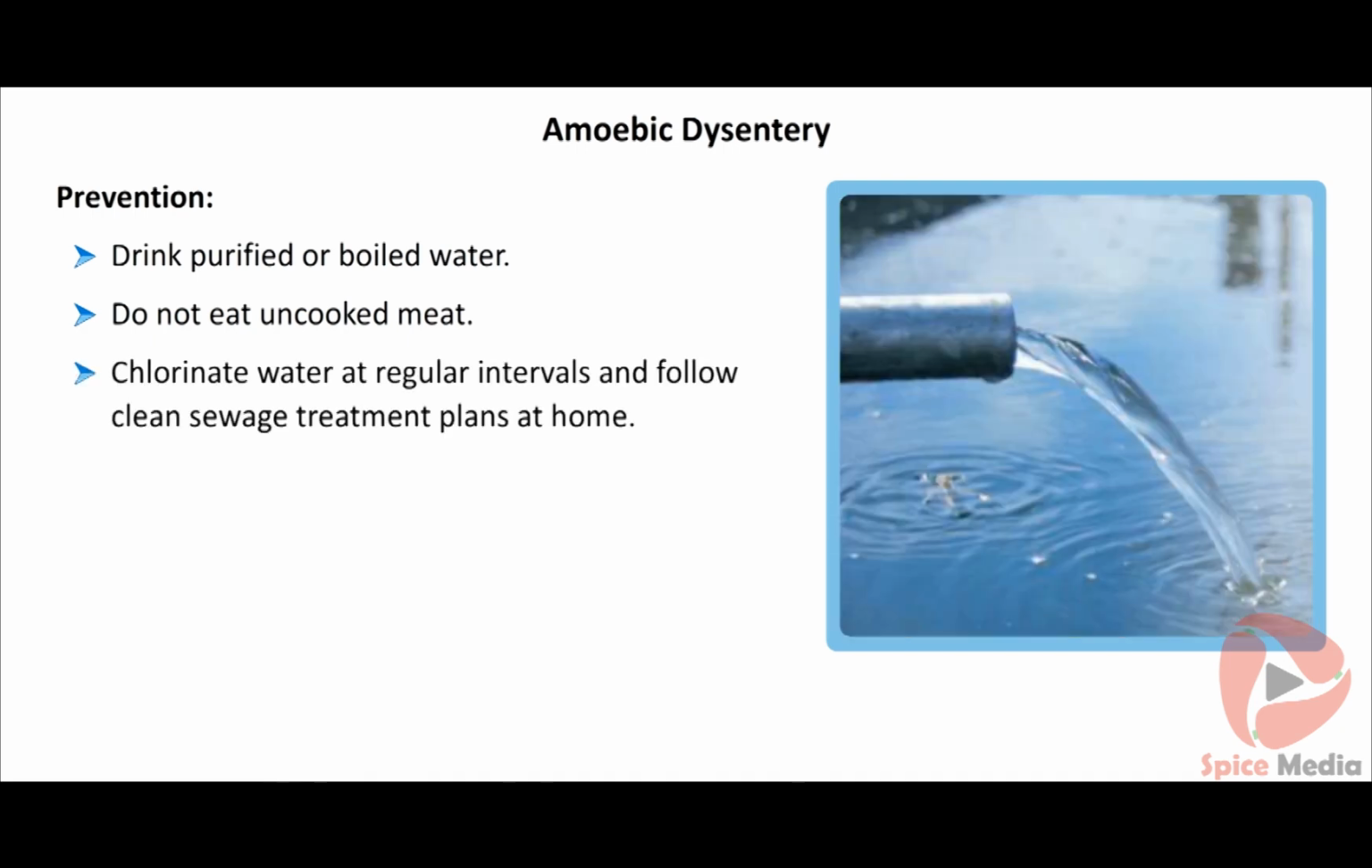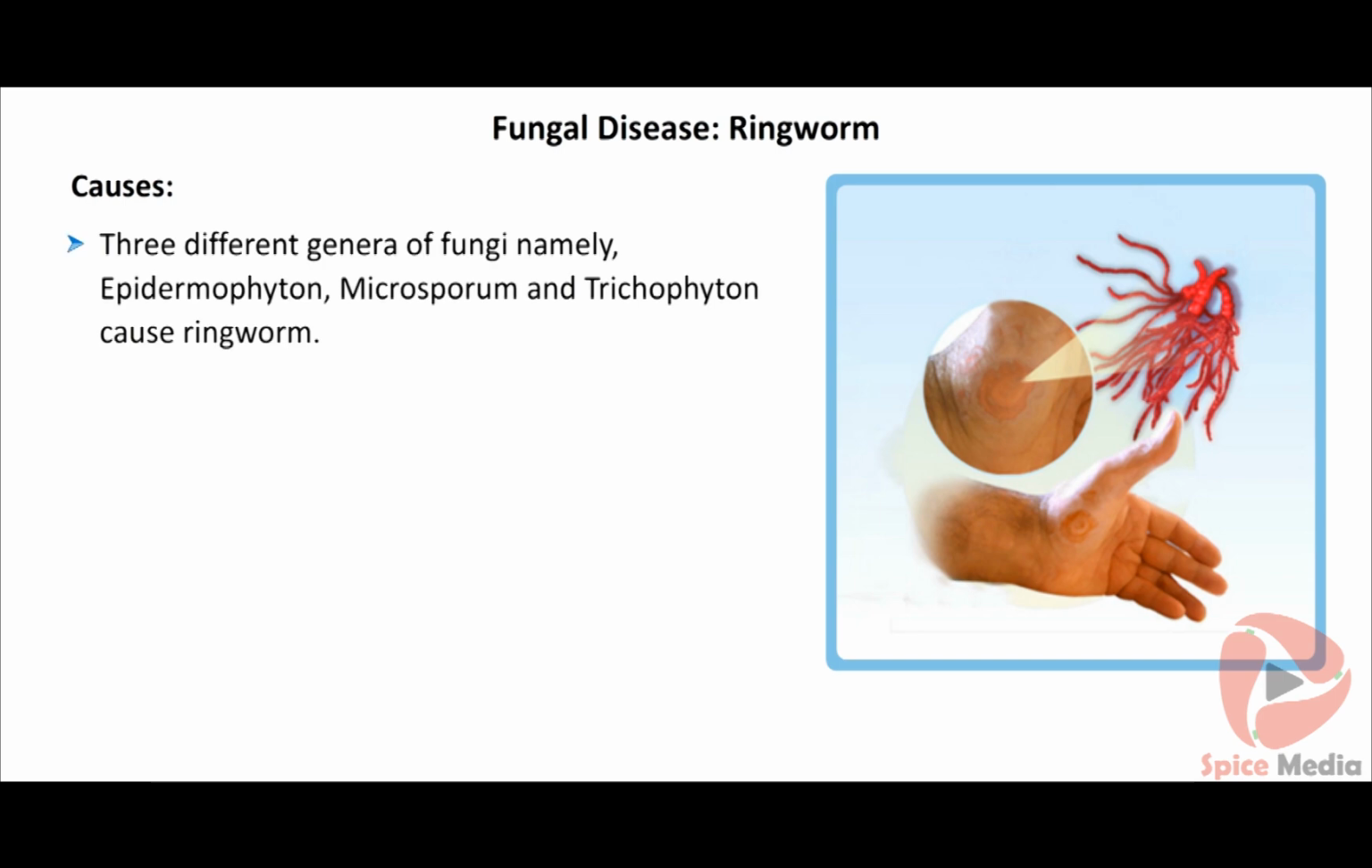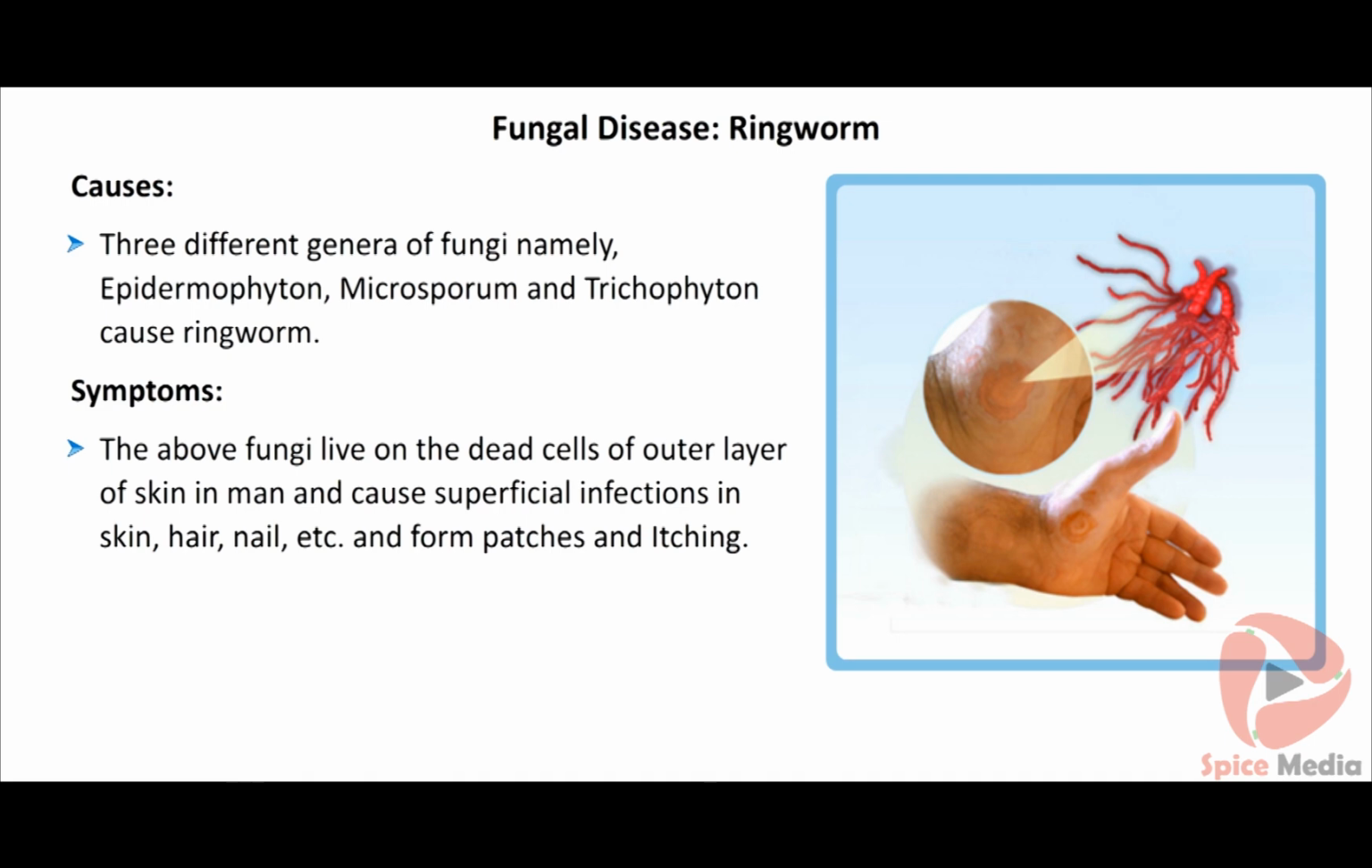Amoebic dysentery. Amoebic dysentery is the disease caused by a protozoan parasite, Entamoeba histolytica. Symptoms of this disease include diarrhea with mucus or blood and pain in the abdomen. It may also be associated with nausea and vomiting, loss of appetite, and rise of temperature.